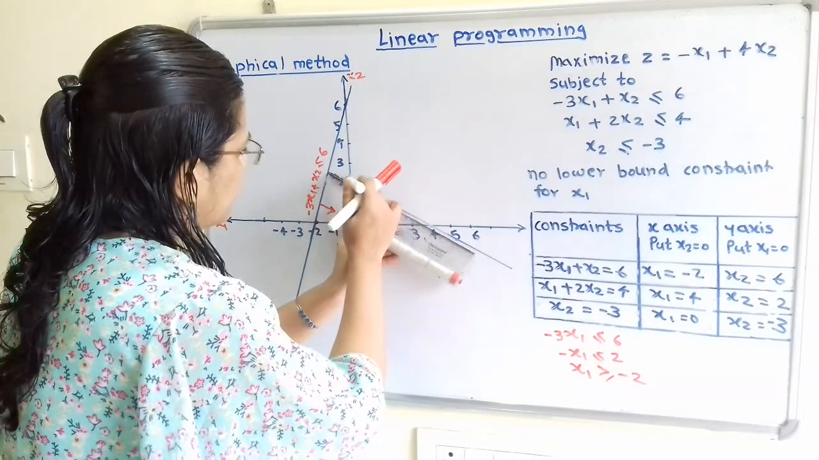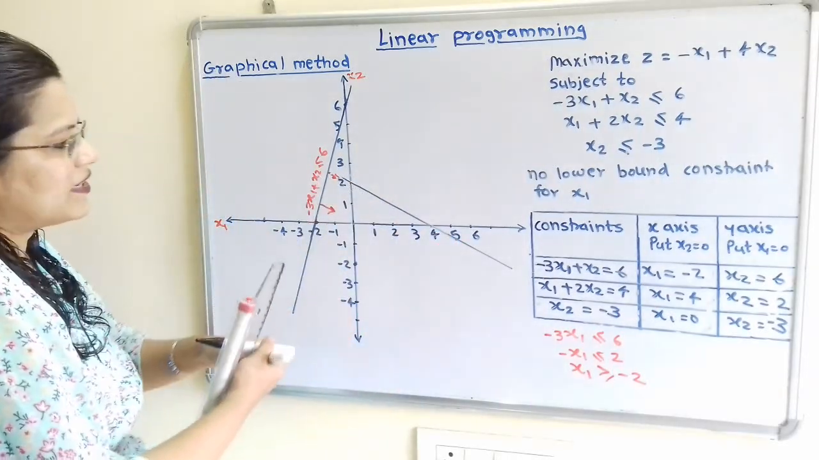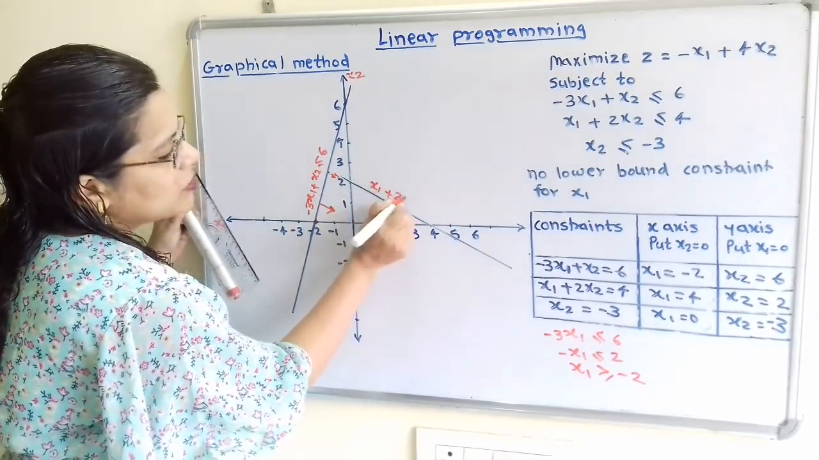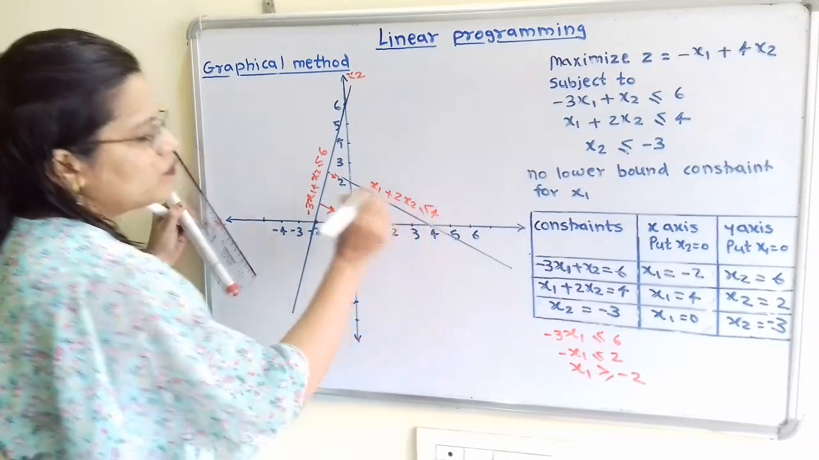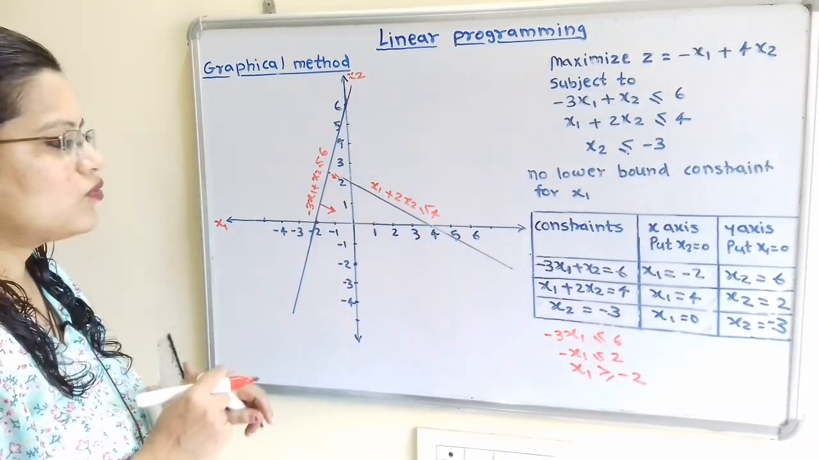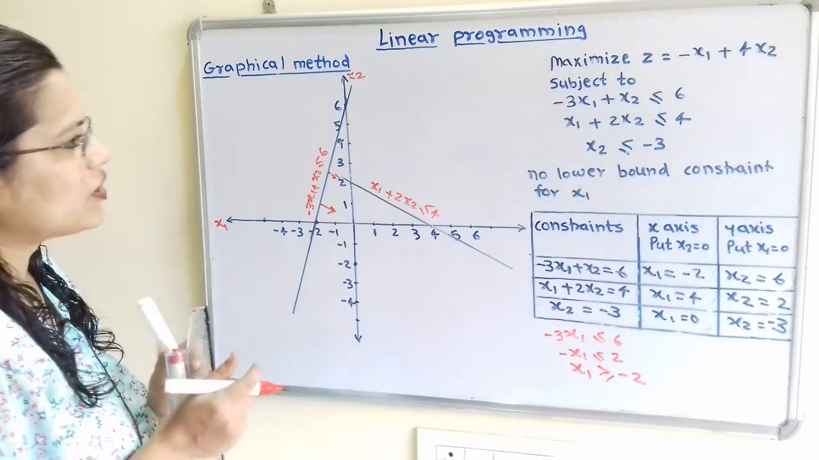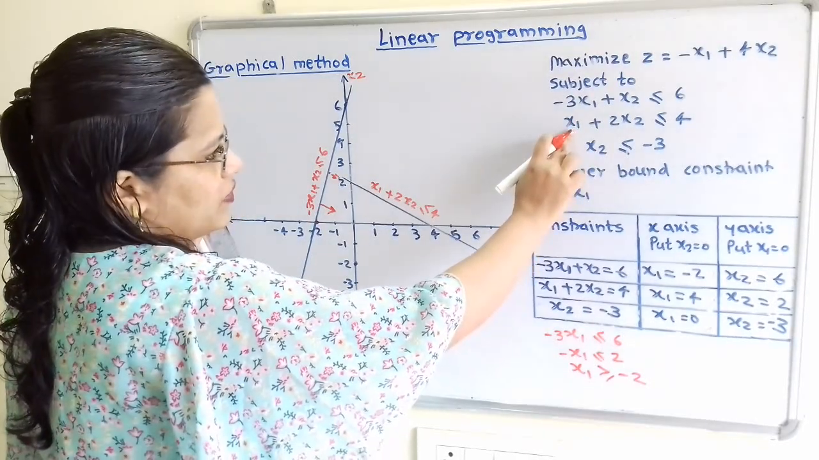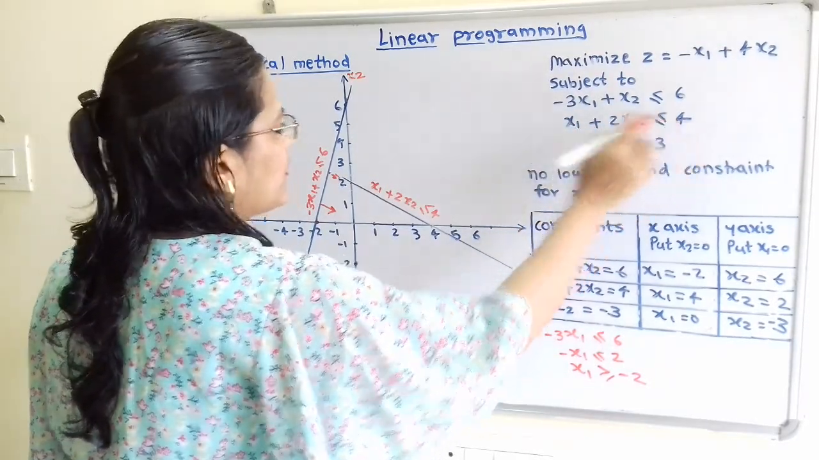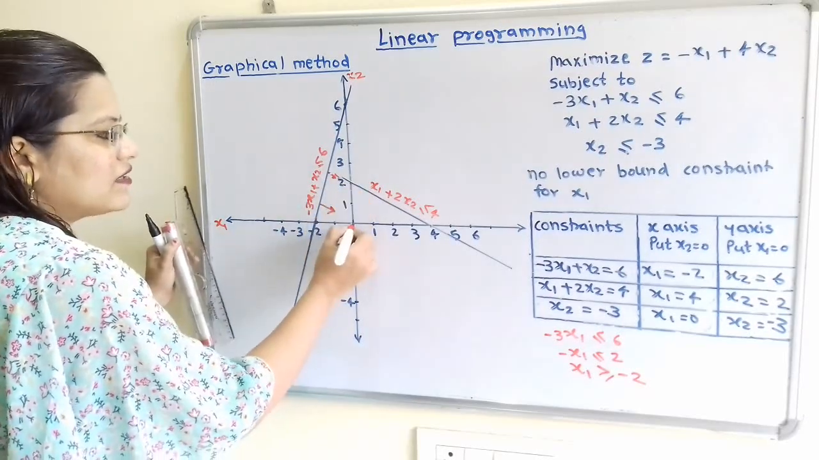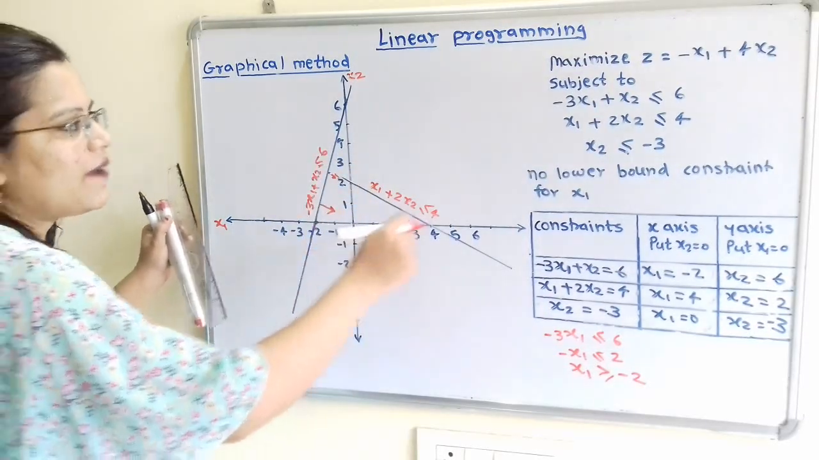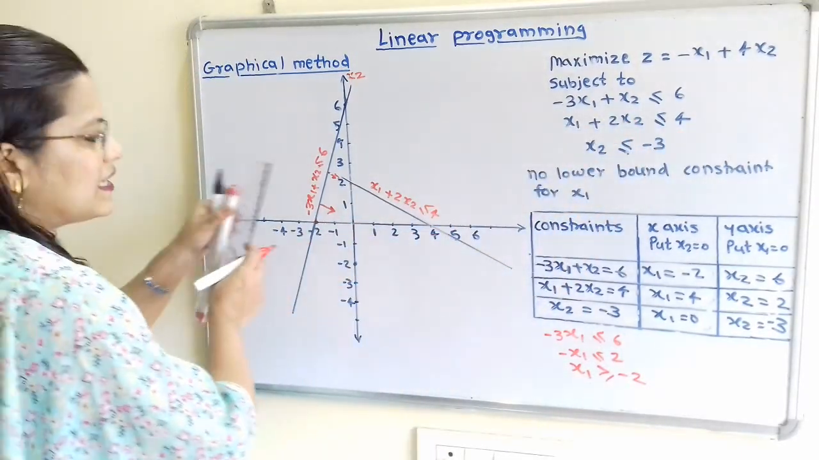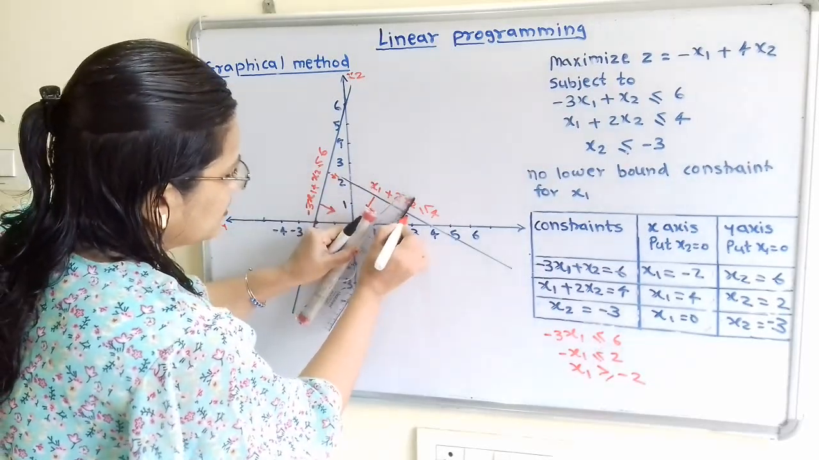So we have to draw this straight line. Now I will write x1 plus 2x2 is less than or equal to 4. So how to decide the area? If I put x1 equal to 0, then x2 is less than or equal to 2, that means the downward side area. And if I put x2 equal to 0, then x1 is less than 4, that is the left hand side area. So we have to show an arrow in this direction.